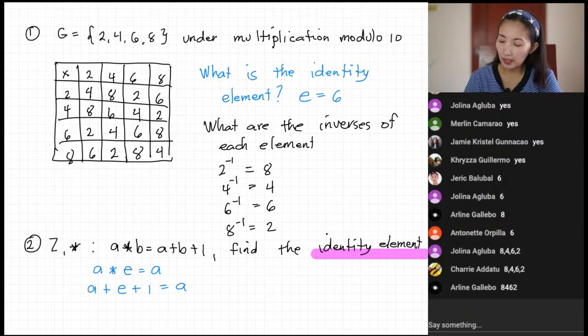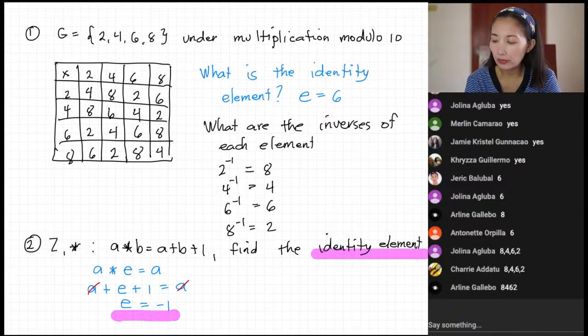So, we have to find E. Okay, so let's simplify further. Take note that A and A will cross out because if we subtract A from both sides, this will be eliminated. And what is left? We are now left with E equal to negative 1. Okay, that's it. The identity element is negative 1. So, what about if there is a follow-up question? Find the inverse. Okay, inverse naman, let me put it on this side.